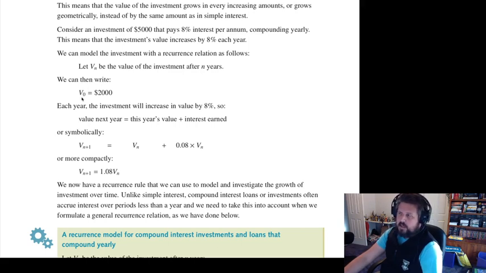The textbook's wrong here. You can fix this up. V0 should actually be $5,000, which was the initial value. Change that to a 5. It says each year the investment will increase by 8%. So the next year's value is going to equal this year's value plus that interest that is earned. Symbolically you would use this here. You can compress this down to this particular thing here.